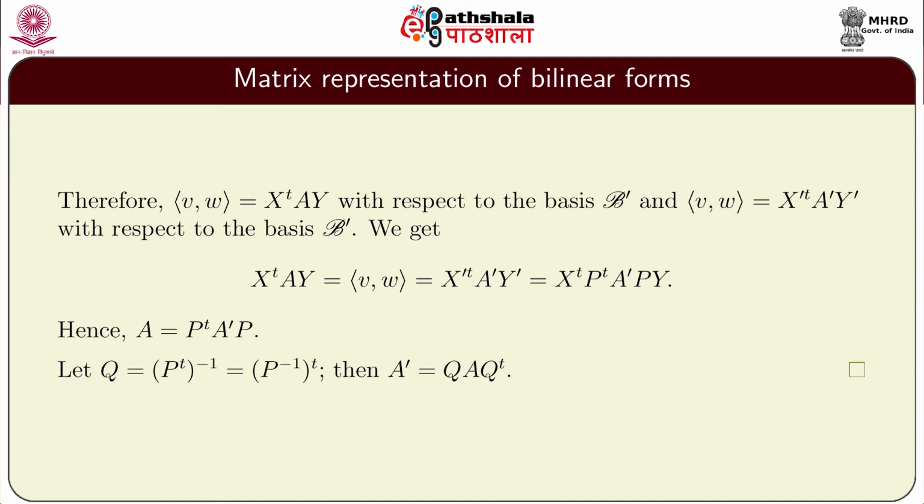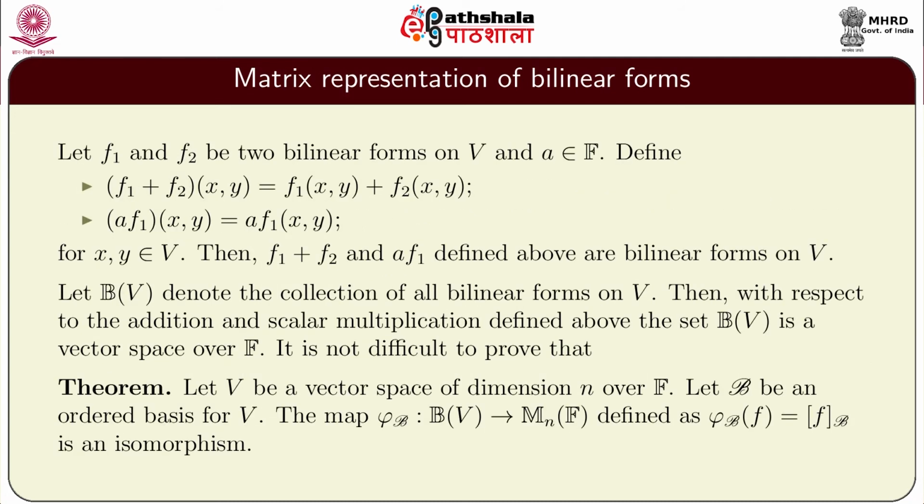And hence, if we take Q is equal to P transpose inverse, which is of course the same as P inverse transpose, then A dash is equal to QAQ transpose. And Q is in GLn(F). Now let F1 and F2 be two bilinear forms on V, and let a be a scalar. Let us define these operations F1 plus F2 and aF1 given by F1 plus F2 of xy is F1 xy plus F2 xy and aF1 of xy is aF1 xy for x, y in V. And it is clear that F1 plus F2 and aF1 both are in fact bilinear forms on V.